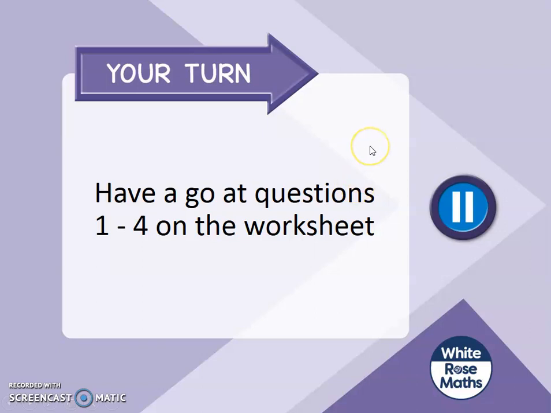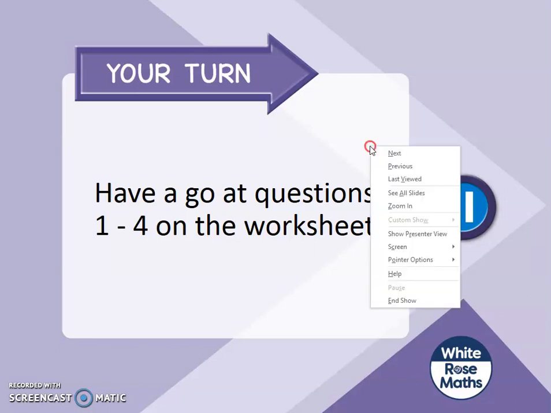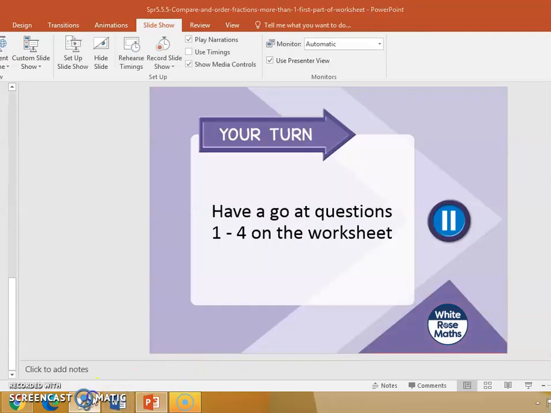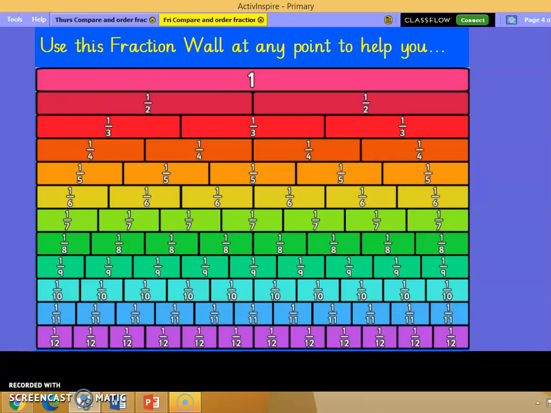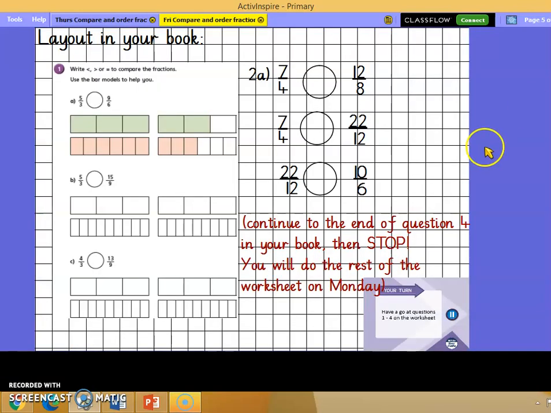Have a go at questions 1 to 4 on the worksheet and stop when you get to there, because that will be the learning complete for today. I'll show you how I'd like you to complete that in your learning, in your book. Use this to help you if you need to. Layout in your book, number 1 I'd like you to stick in, and then from number 2 onwards I'd like you to write it in your book as shown, putting your symbol in the circle in the middle. Continue to the end of question 4, then you stop. You will do the rest of the worksheet on Monday, but please hand in all of your work today.